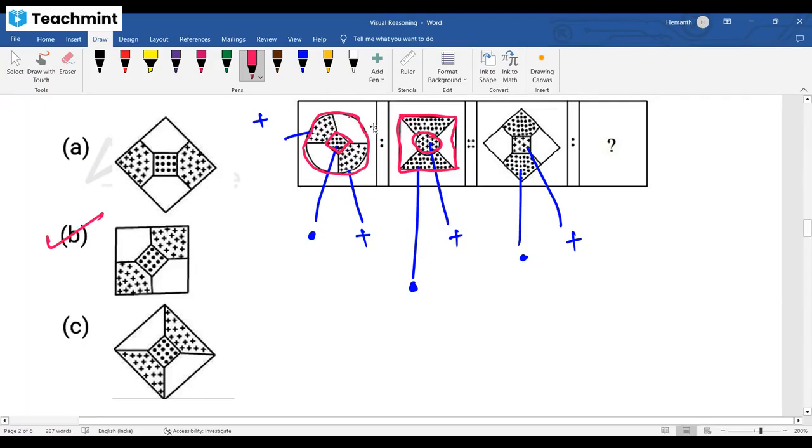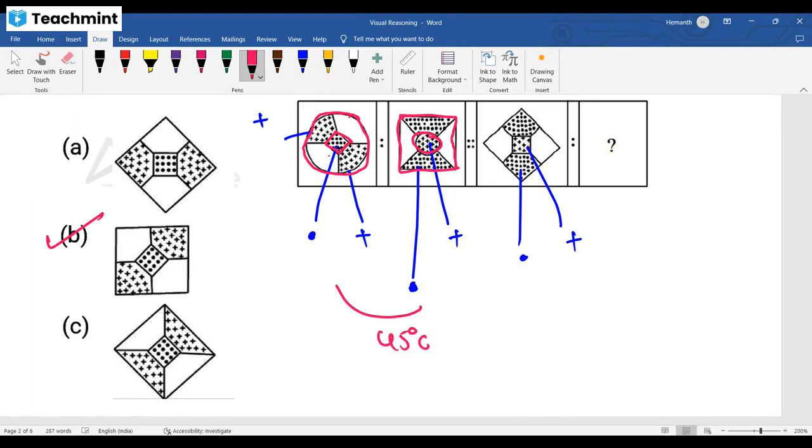And there is some inclination. The left side comes to the right side, 45 degrees clockwise. That shading part moves 45 degrees clockwise. 45 clockwise means it goes to the corner. Corner thing shaded. Among options, if you observe, B is best suitable.